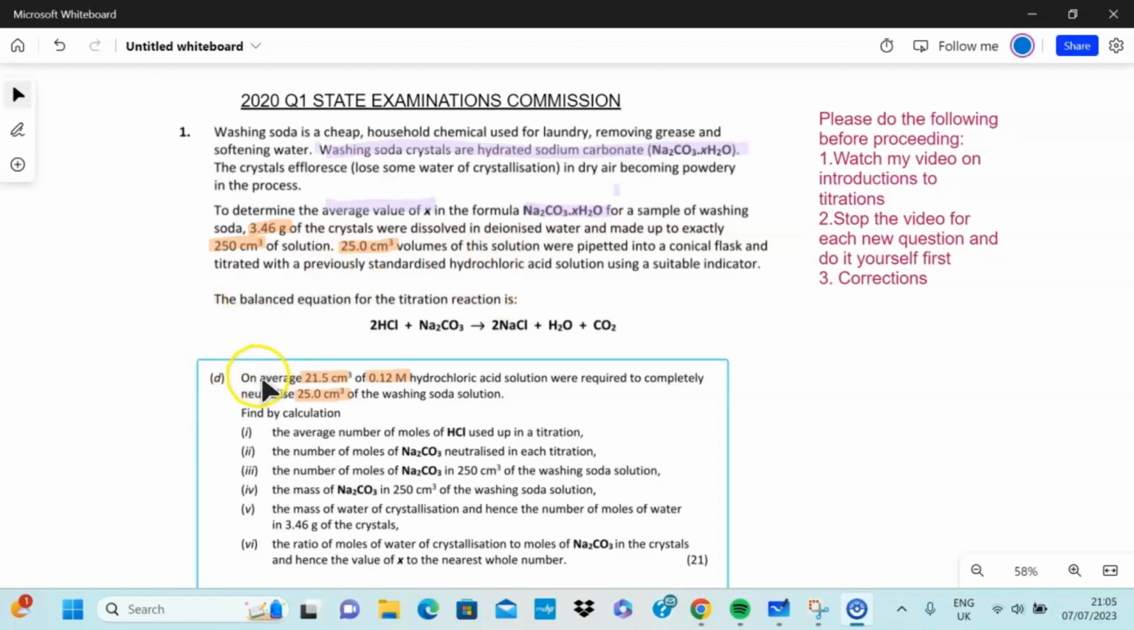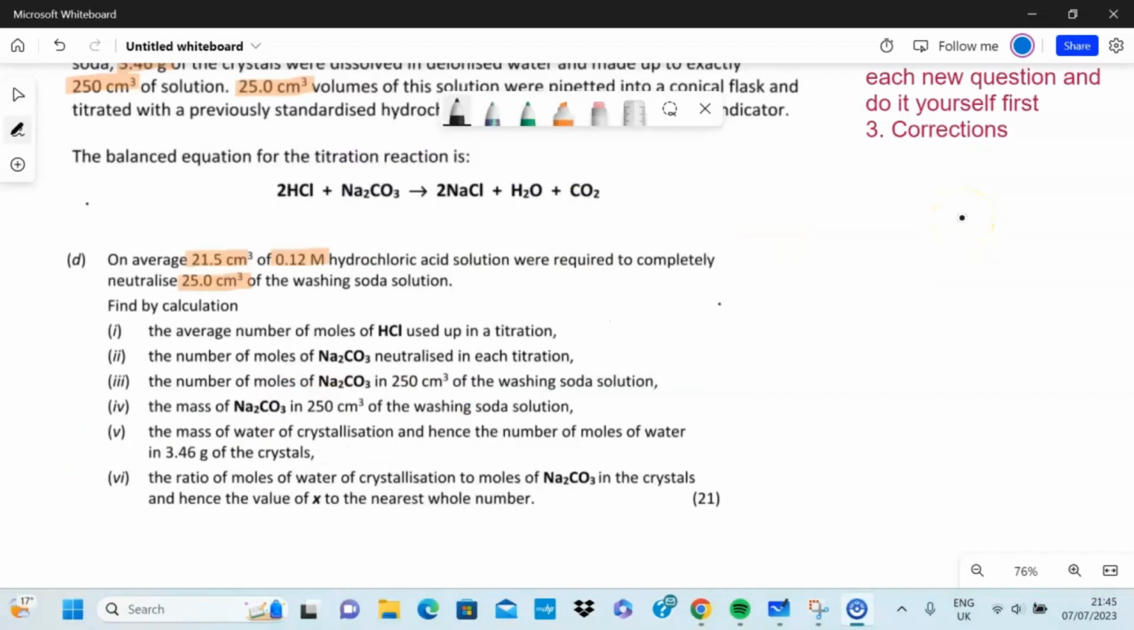Alright, moving on to calculations. On average, there's 21.5 cubic centimeters of 0.12 M hydrochloric acid. M means molarity, so that's moles per liter. That was required to neutralize 25 cubic centimeters of the washing soda solution. Alright, so with this question, be very careful. It's not as easy as you might think. This is not your classic washing soda experiment. I will add that. But for now, this is not the easy one, so be very careful.